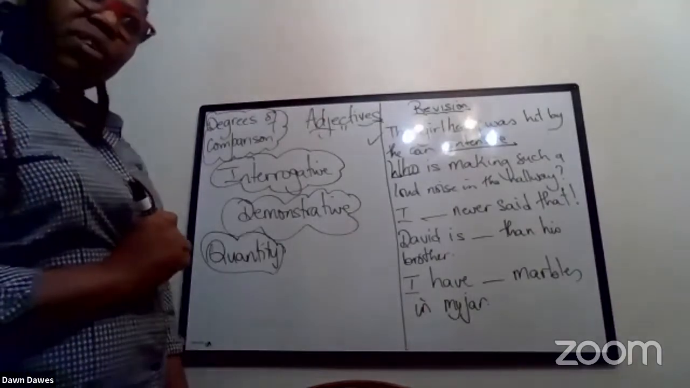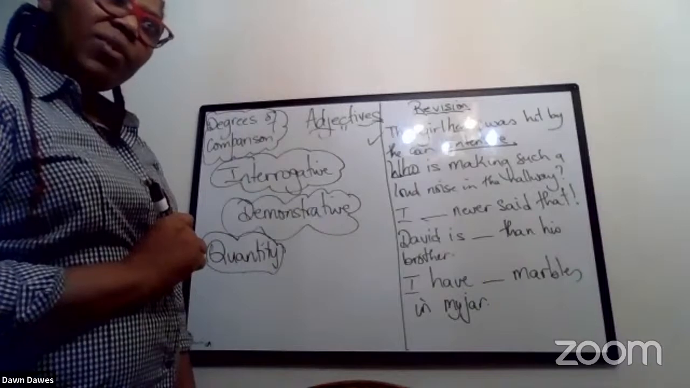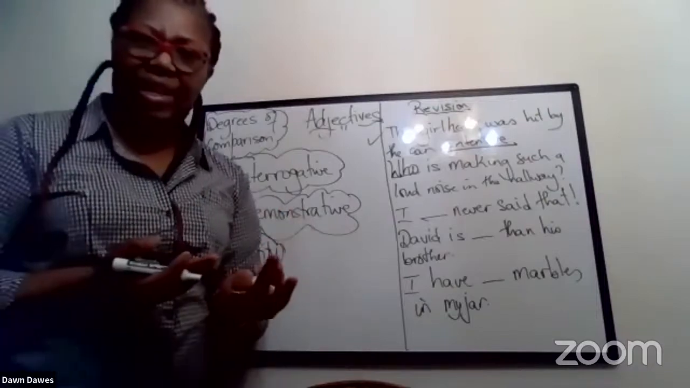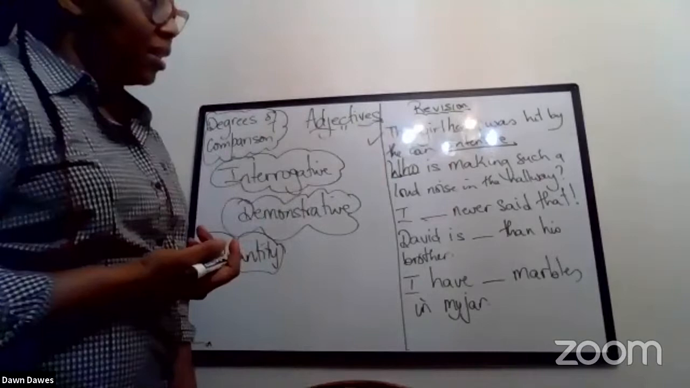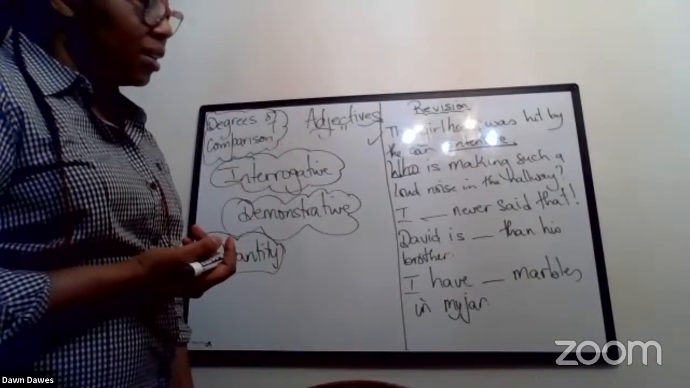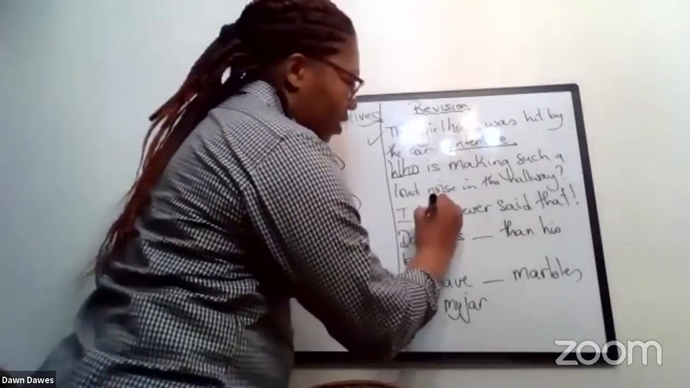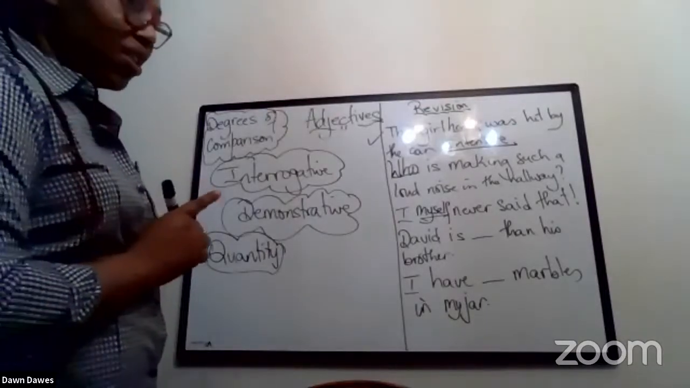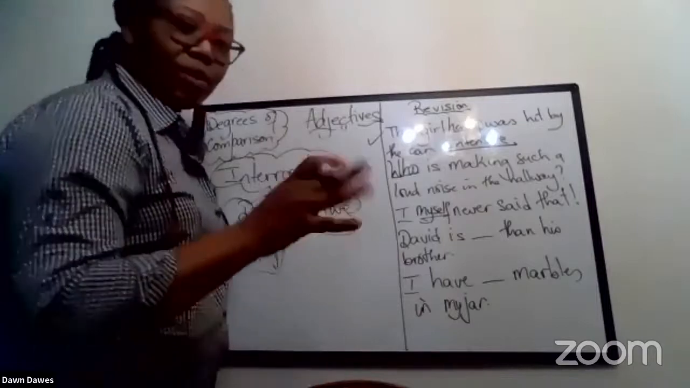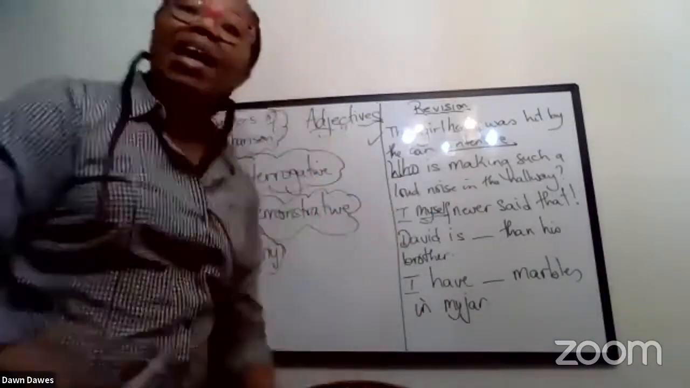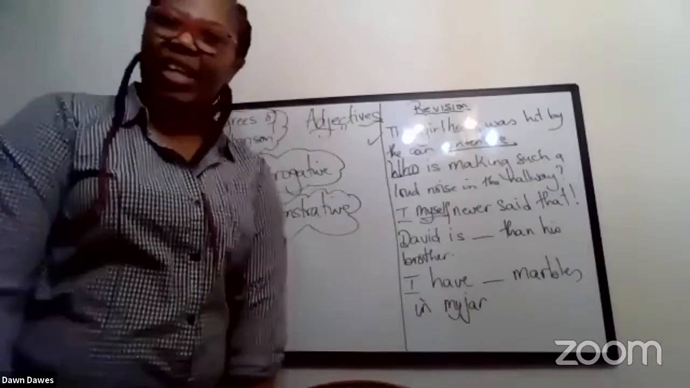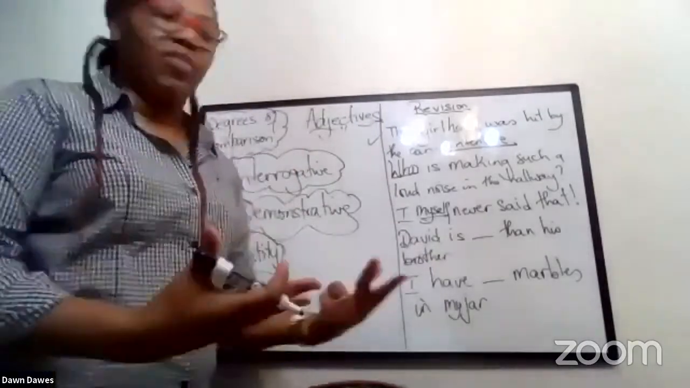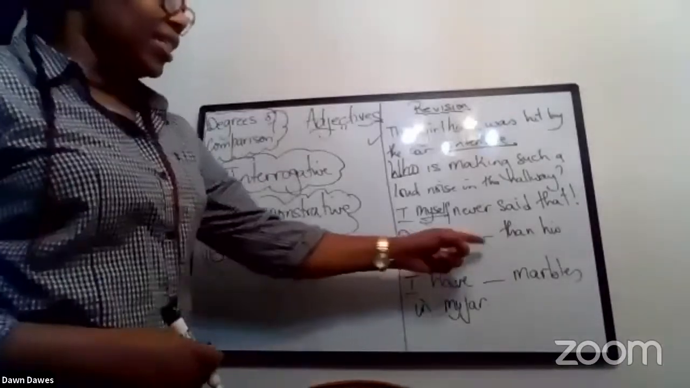Number three, what do you think about number three? I never said that. What could we add there? I guess we have another intensive. You know, I never meant to have another intensive. All right, but we're gonna work on it. So, I myself never said that. See, with attitude. You say, oh, I never said that, which is fine, but I myself never said that has more emphasis.